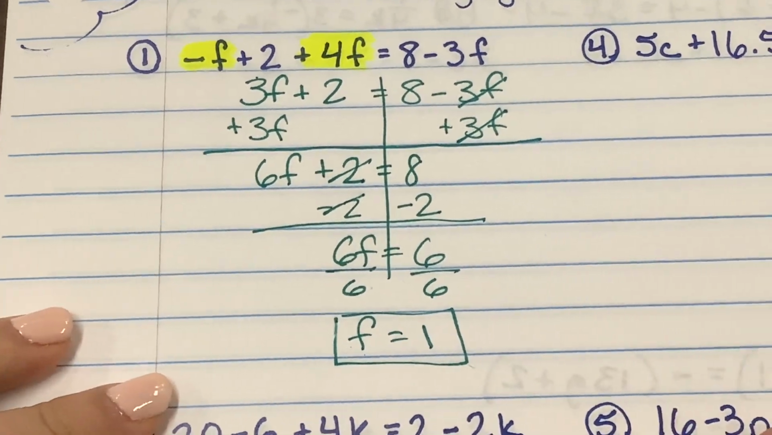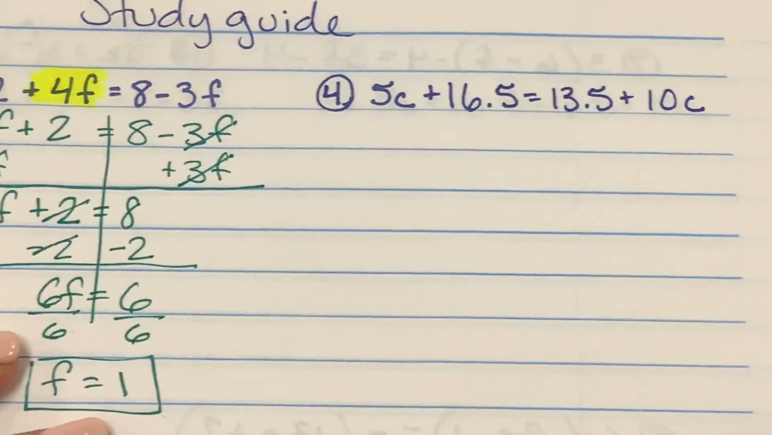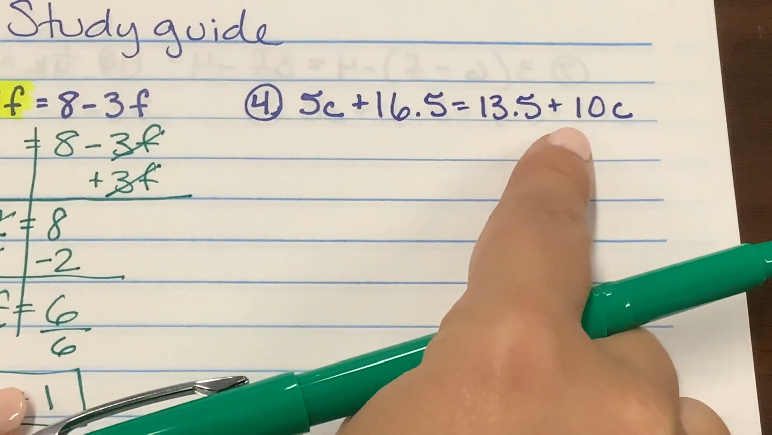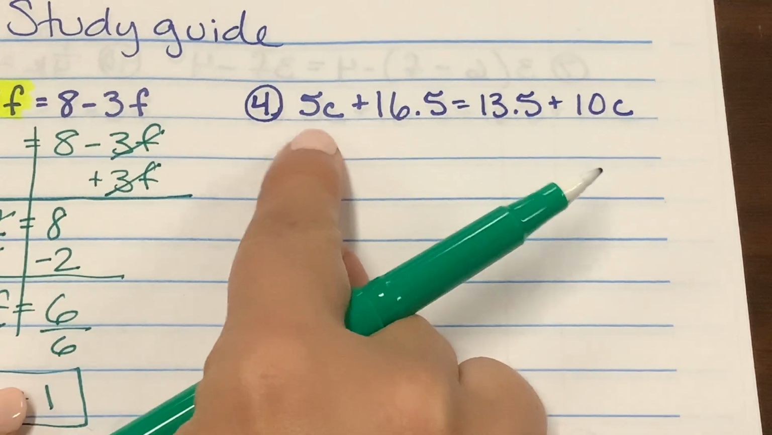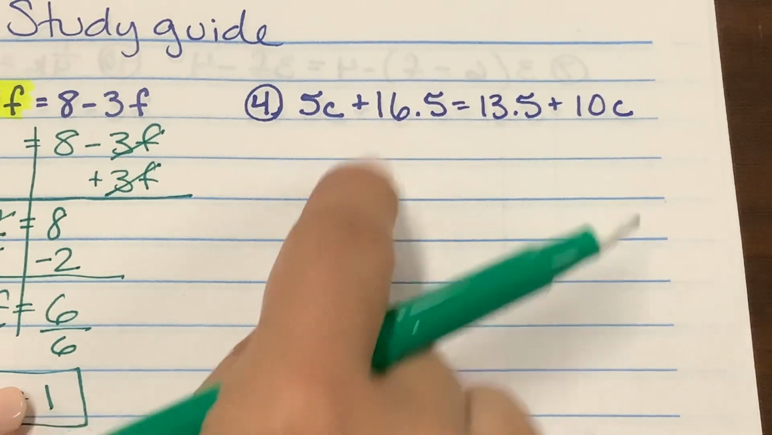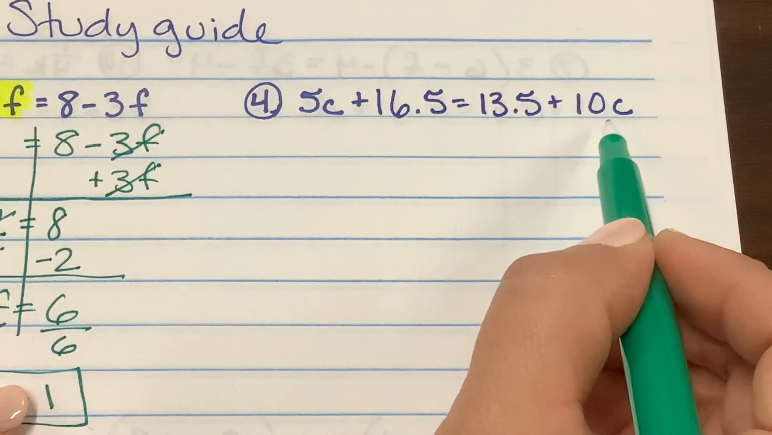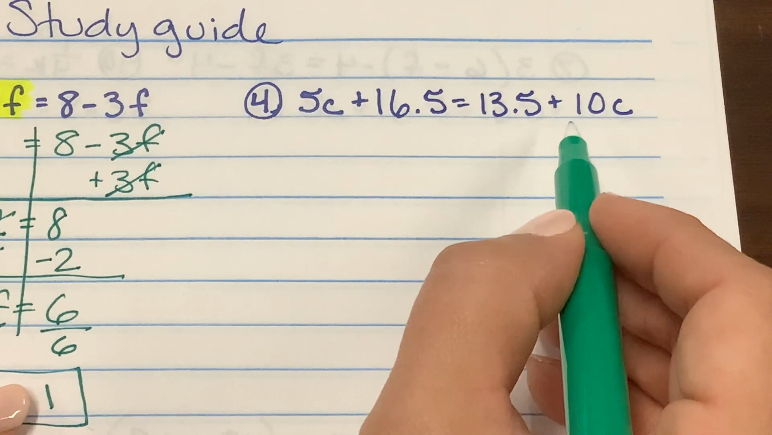Okay, number 4. This one does not have parentheses, so there's no distributive property, so that's step 1. Step 2 is to look for combining like terms. 5c cannot be combined with 16.5, and on the other side of the equal sign, 13.5 cannot be combined with 10c. So then we move on to moving a variable to one side.